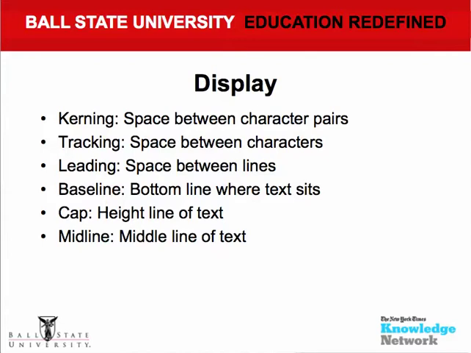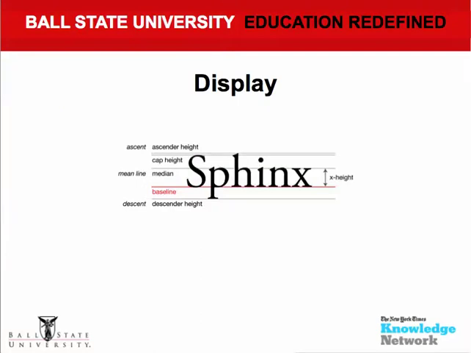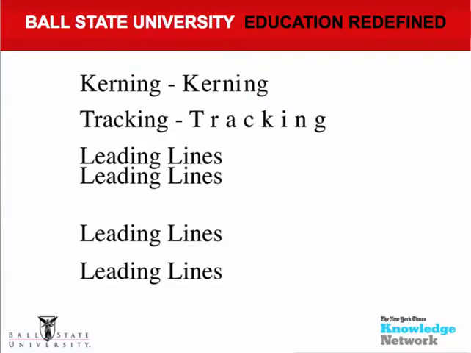The baseline is the bottom line where the text sits. The cap is the height line of text. The midline is the middle line of the text. And let's take a look at how all that works. You can see the baseline is where the letters sit. You can see the cap height and the median, or the midline. And in this example, we can see kerning. The word kerning to the left is normally spaced. The word kerning to the right, each letter is spaced out. Again, tracking, you can see the spacing.